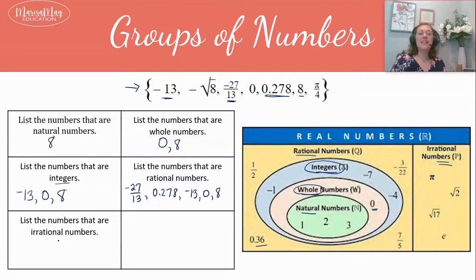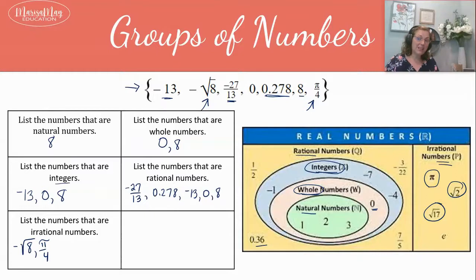Okay. Then let's list our irrational numbers. So these are all of those decimals that don't repeat, those decimals that don't stop. I want you to see some nice square roots going on there and that symbol pi. So we've got a couple of characters like that in our group. So we'll put our negative square root of 8 and our pi over 4 as well. But I want you to see on this one, I don't include the 0 or the 8 or the negative 13 because those are not irrational numbers.